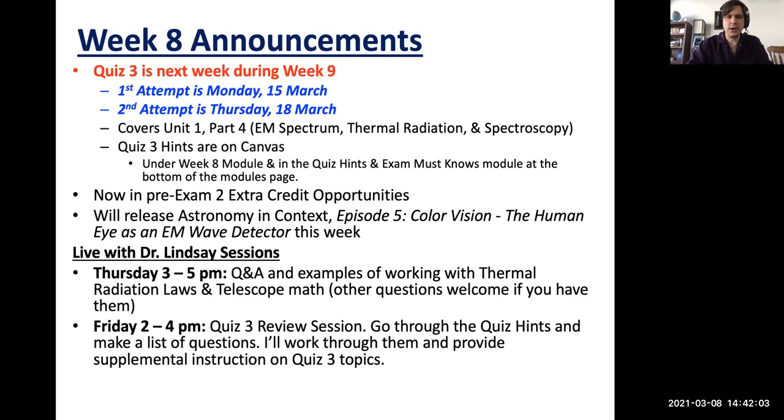All right, so I'm going to be releasing our next Astronomy in Context video this week, episode number 5. I'm really excited about this one. This is actually the video that had me thinking about this entire series. So I finally am working on putting it together. It's going to be about human color vision, how we actually see colors with the human eye. I'm going to be talking about how our human eye is an electromagnetic wave detector that has 3 different color channels, red, blue, and green. And all that combines together to give us color vision. It ties in very well with the Unit 1 Part 4 material.